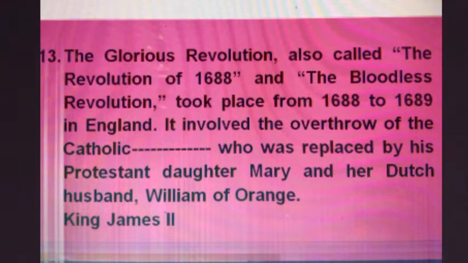Answer: King James II. The Glorious Revolution, also called the Revolution of 1688 and the Bloodless Revolution, took place from 1688 to 1689 in England. It involved the overthrow of the Catholic King James II, who was replaced by his Protestant daughter Mary and her Dutch husband William of Orange.